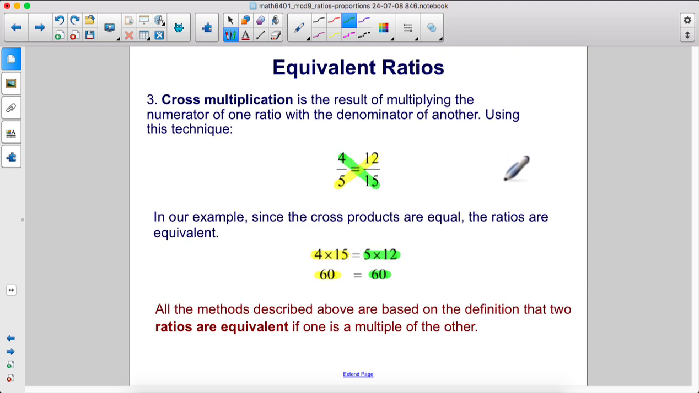Cross multiplication is the result of multiplying the numerator of one ratio with the denominator of another. Using this technique, we would set 4/5 equal to 12/15. We're going to multiply 4 by 15, and we're going to set that equal to 5 times 12. In our example, since the cross products are equal, right, 4 times 15 is 60, and 5 times 12 is also 60. That means the ratios are equivalent. All the methods described above are based on the definition that two ratios are equivalent if one is a multiple of the other.